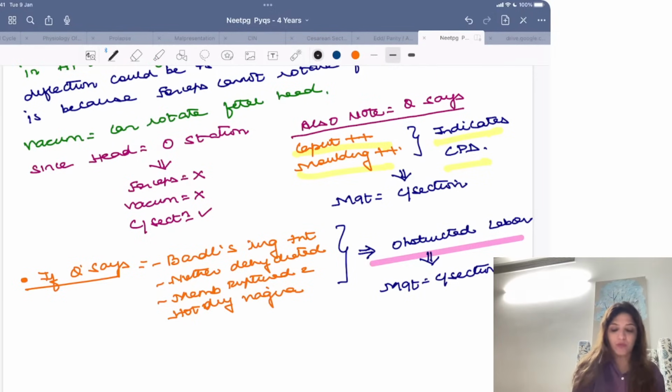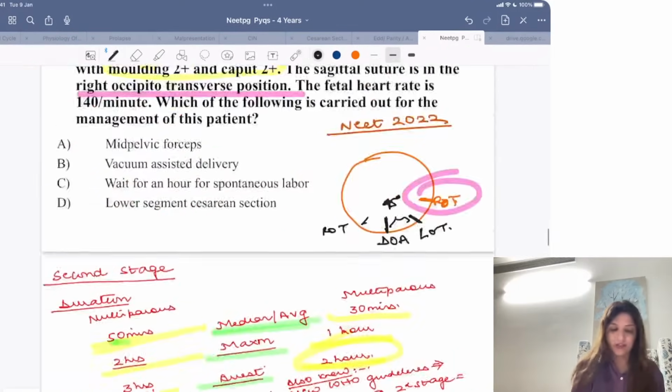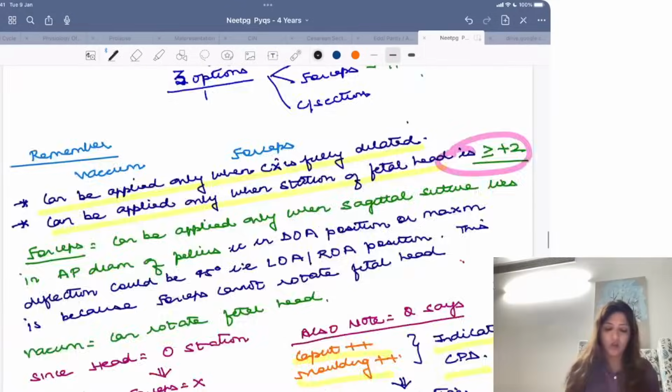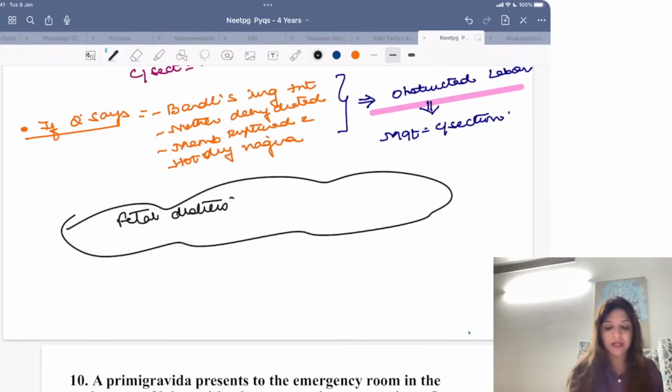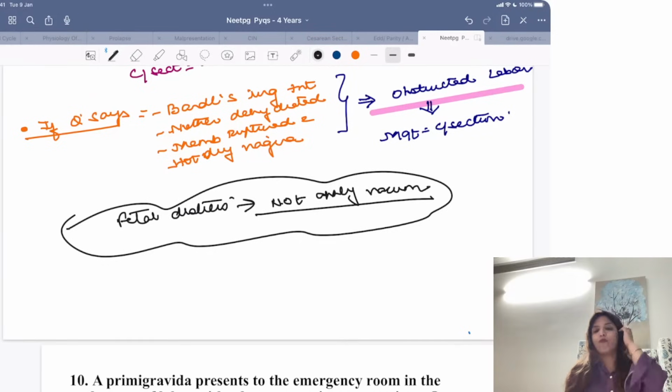A very important thing which you should also remember, if your question is talking about fetal distress, which is not the case here. In this question, they are not saying fetal distress. Their heart rate is 140 beats per minute. If your question is talking about fetal distress, please remember, in fetal distress, we do not apply vacuum. We do not prefer vacuum in case of fetal distress. We do not prefer vacuum in case of preterm deliveries. In preterm deliveries also, we do not prefer vacuum. Clear to all of you? Yes?